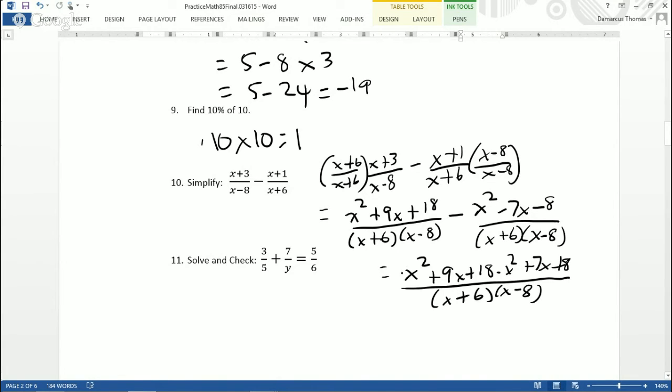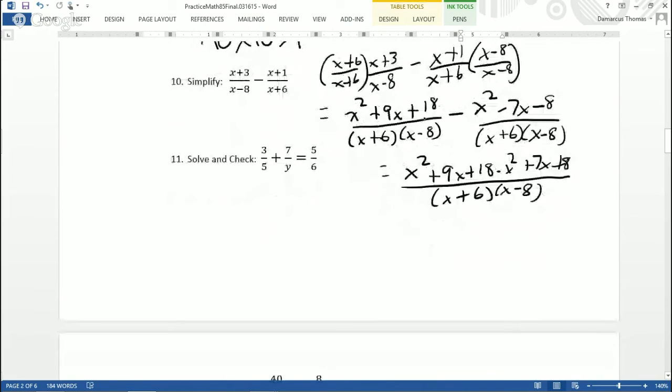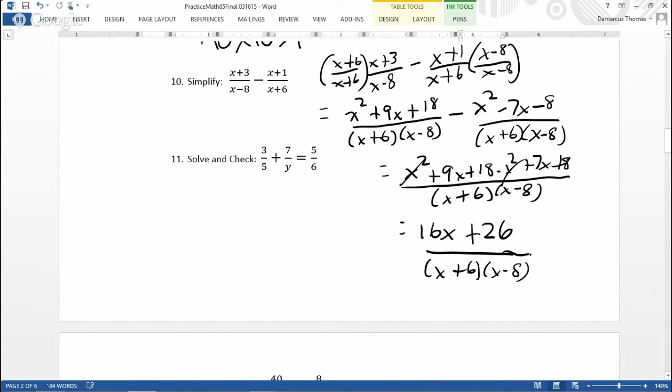And now just simplify that top part. And there are some things that will cancel out. The x squareds cancel very nicely for us. And we're left with 9x plus 7x, 16x, positive 18 plus 8, 26. And then it's all over x plus 6 times x minus 8. It doesn't appear to simplify any further than that.